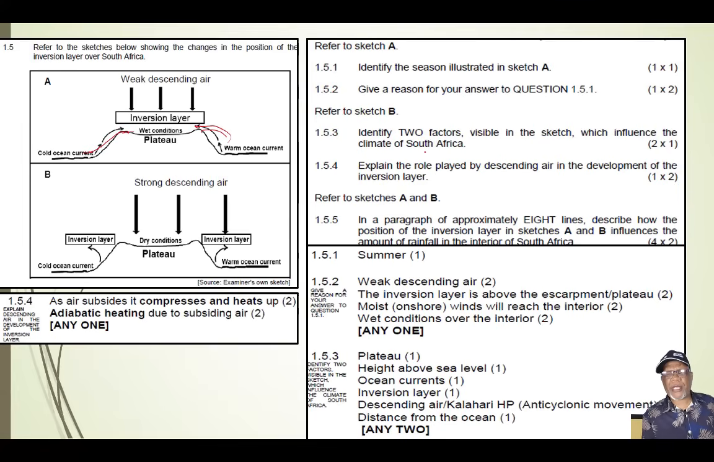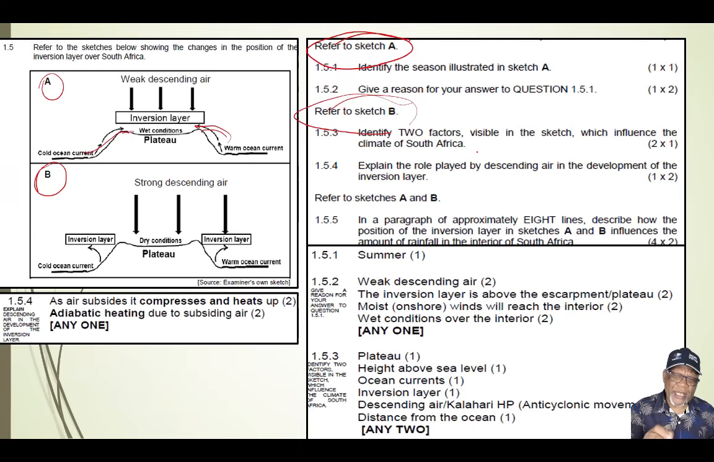And then the next question: identify two factors visible in the sketch which influence the climate of South Africa. So you just look at sketch B. It's very important that you read these leading questions. Refer to sketch B, refer to sketch A. Make sure that you read your leading statements because they are going to show you what is expected of you.